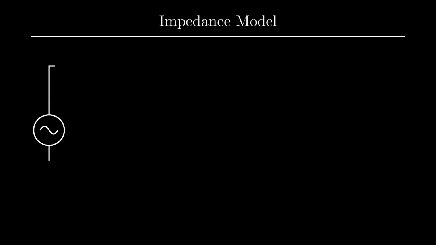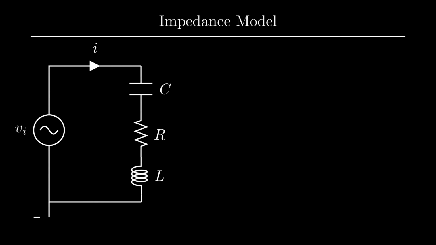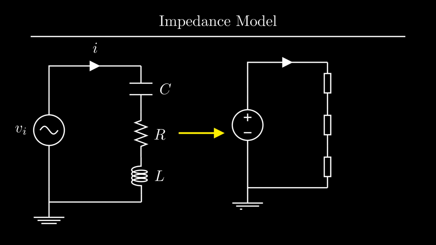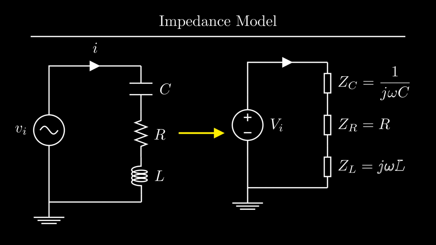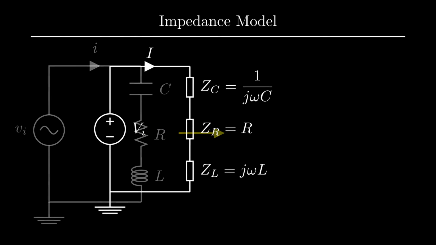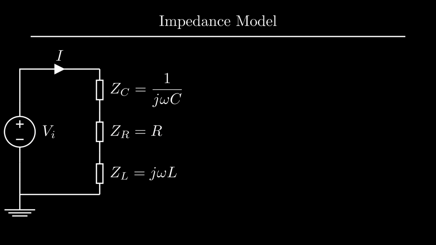Now let's try analyzing an RLC network excited by a sinusoid. Instead of going through the traditional 4 steps, we will find the equivalent impedance model for the circuit. That is, replace the capacitor, resistor and inductor with their impedance values and replace the AC source with a DC source of Vi volts and the current through as I. But remember, all the values are complex numbers.